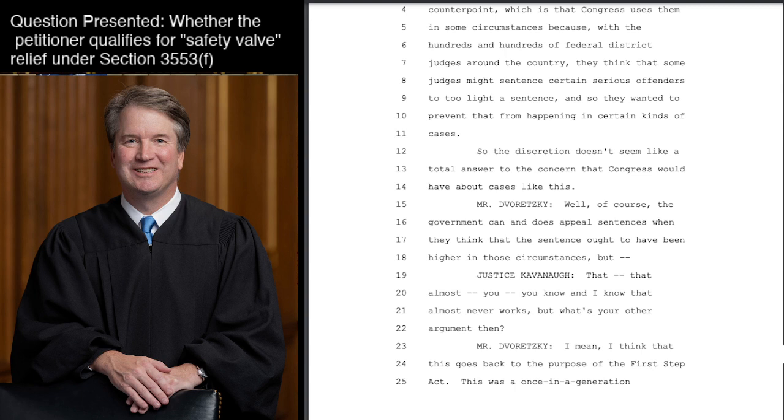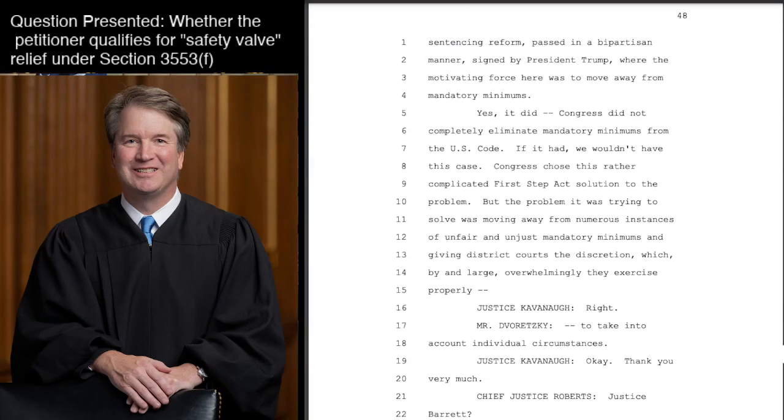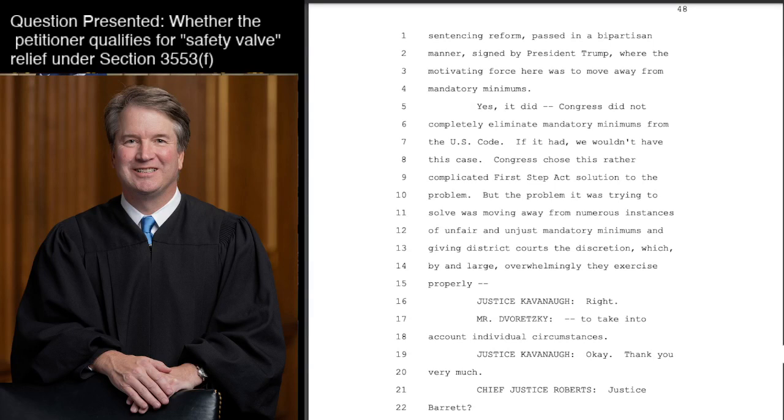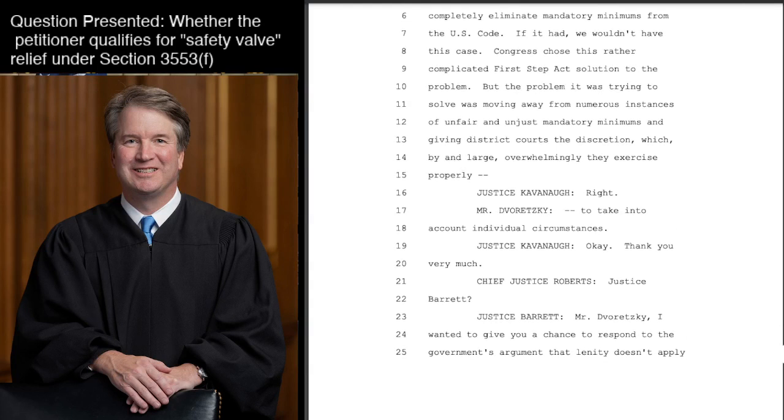I think that this goes back to the purpose of the First Step Act. This was a once-in-a-generation sentencing reform passed in a bipartisan manner, signed by President Trump, where the motivating force here was to move away from mandatory minimums. Yes, Congress did not completely eliminate mandatory minimums from the U.S. Code. If it had, we wouldn't have this case. Congress chose this rather complicated First Step Act solution to the problem. But the problem it was trying to solve was moving away from numerous instances of unfair and unjust mandatory minimums and giving district courts the discretion, which by and large, overwhelmingly, they exercise properly, to take into account individual circumstances. Okay. Thank you very much.